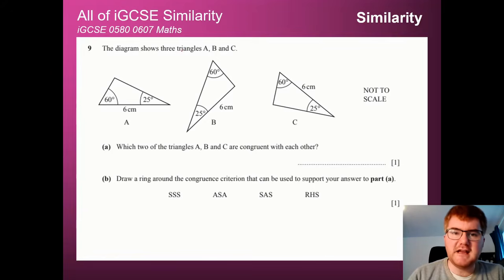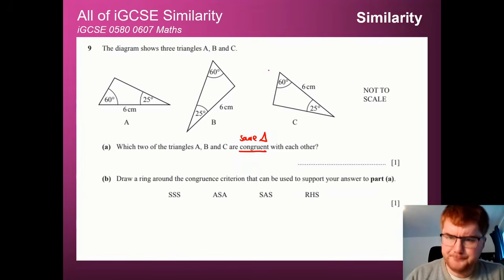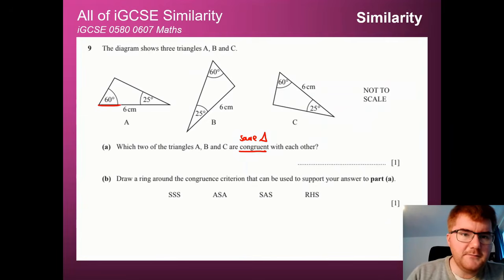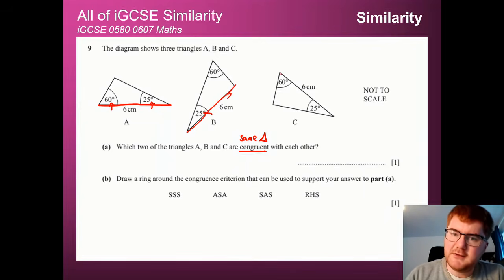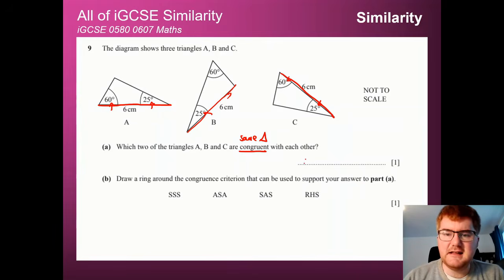Okay, on to another similarity question. We have 3 triangles A, B, C, and we need to find which 2 of the triangles are congruent, i.e. the same triangle. The easy trick here: if I look at A, I've got this 6 centimeters and I've got the 2 angles next to it. In this one I've only got 1 angle next to it. I don't have this angle here. So A and B can't be the same. And if I look at this one, even though it's been flipped, this angle and this angle are next to the 6. So it must be A and C that are the same.